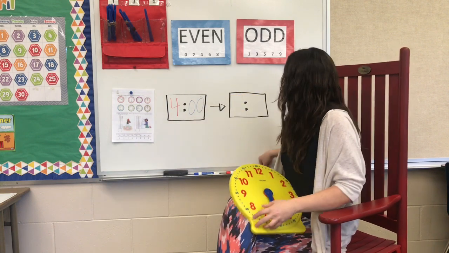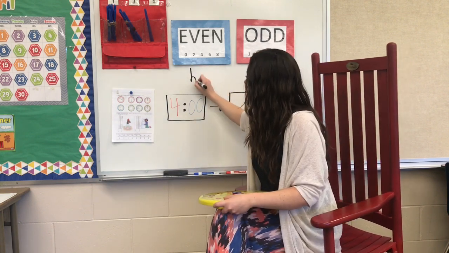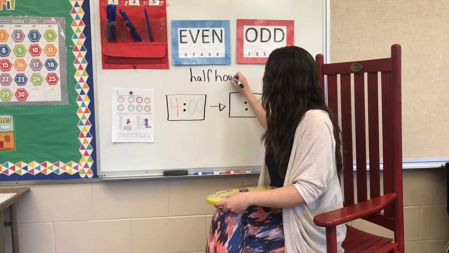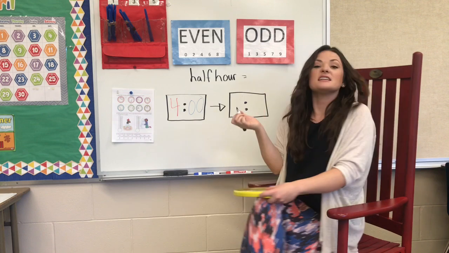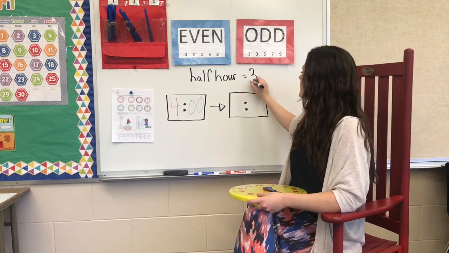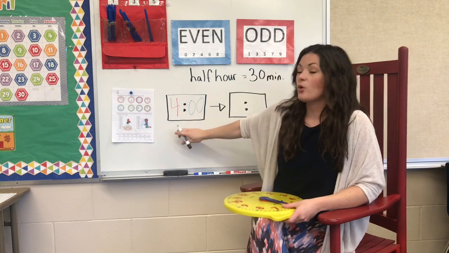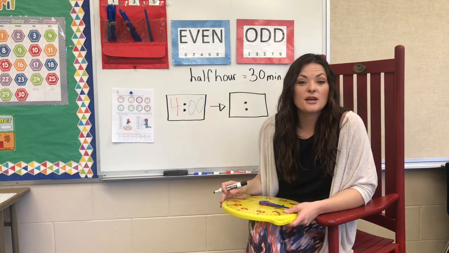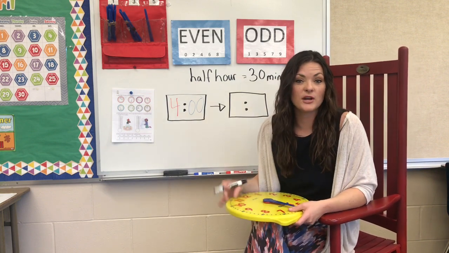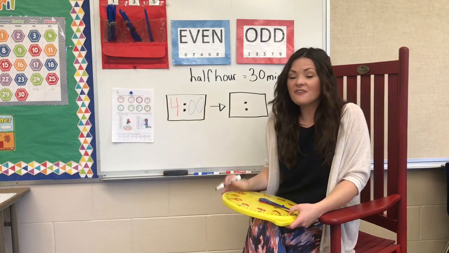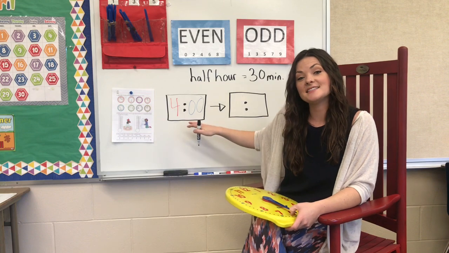So let's write that up here to keep that in mind. So we're going to write half hour is the same as equal to 30 minutes. So my question for you today is going to be, what is a half an hour later? We know an hour, we just changed our hour number. But for a half an hour, we have to look at our minutes now.